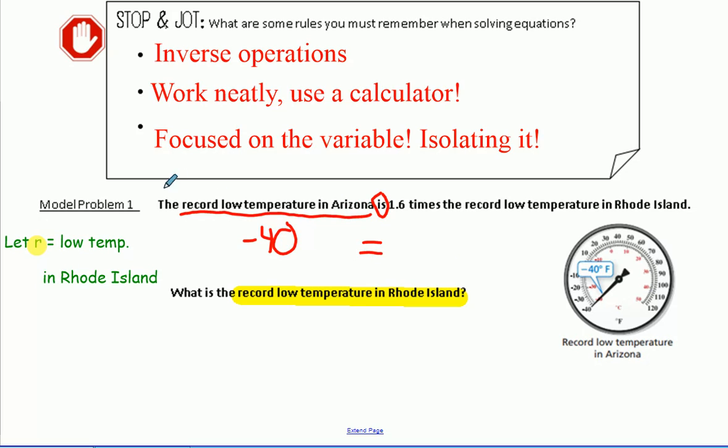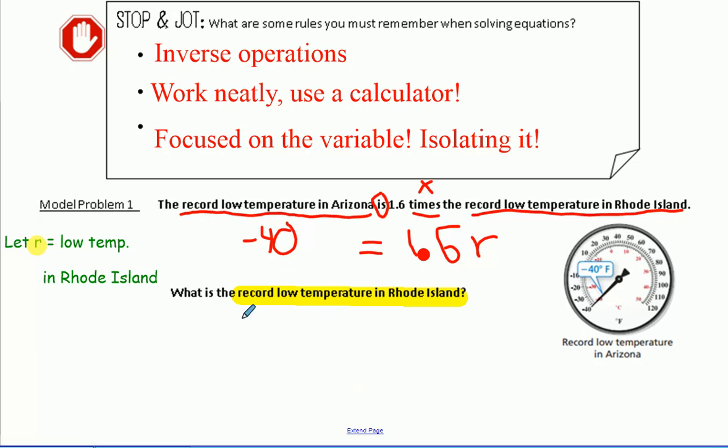Okay, now I'm going to continue translating. The record low temperature in Arizona equals 1.6 times. Okay, well we know what times means. Times means multiply. So I'm doing 1.6 times the record low temperature in Rhode Island. Hey, we just talked about that. What are we calling that? We're calling that R. So instead of a number here, I'm going to put the letter R. 1.6 times the low temperature, or the letter R.